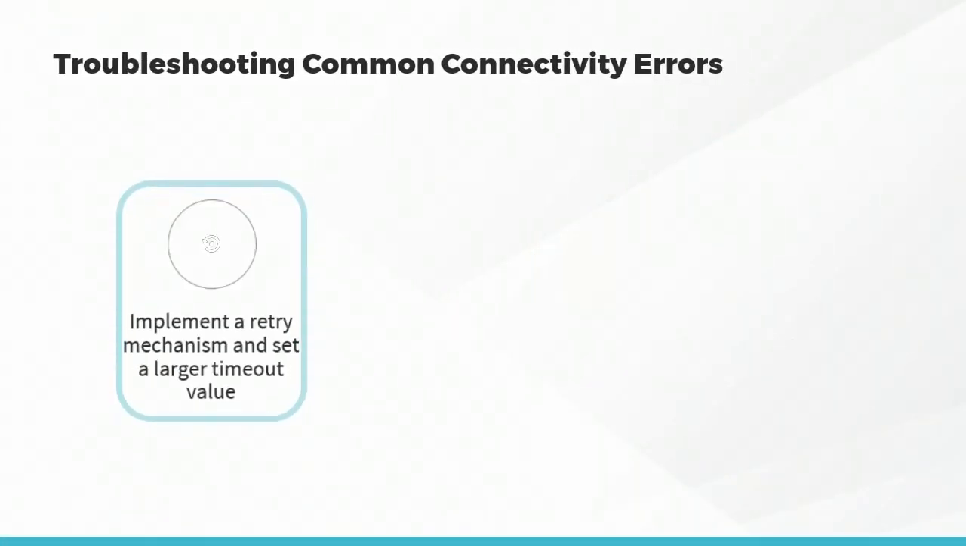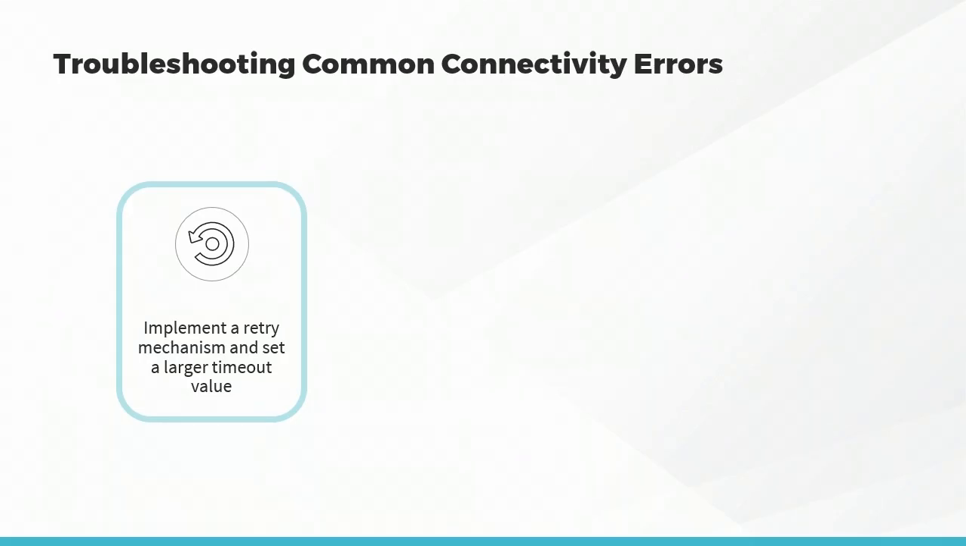Troubleshooting common connectivity errors is pretty straightforward, though it can be a little bit tricky depending on how you have your BigQuery instance set up. Here are the basics. You want to implement a retry mechanism and set a larger timeout value, so that if something gives you a connectivity issue and it's taking longer to connect for whatever reason, the timeout value is increased. If your timeout value is 5 seconds, but it's taking longer than 5 seconds to connect to the instance, increase that timeout value just to see what happens.